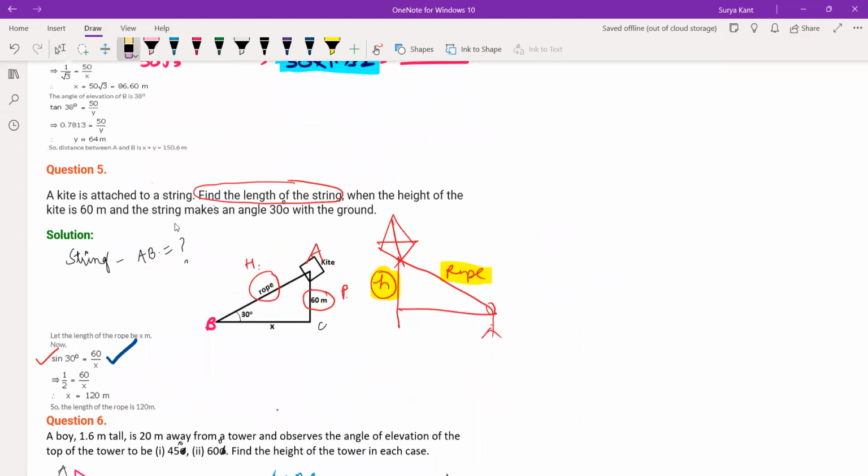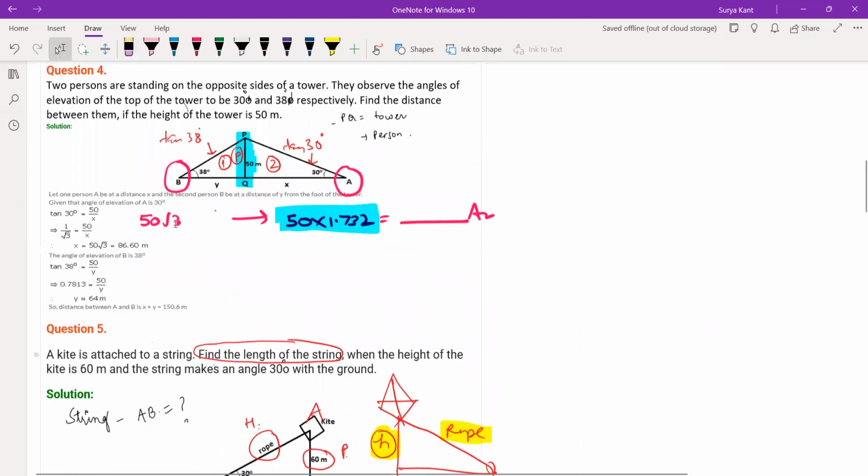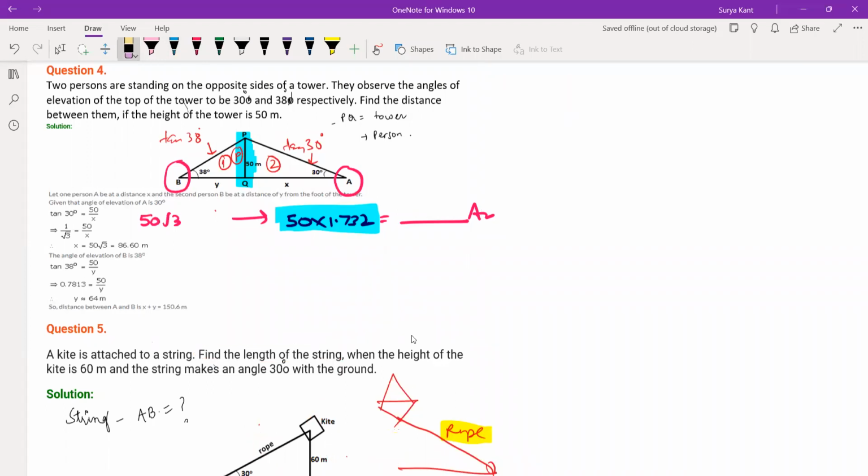Okay, next question is question number fifth, all of you. A kite is attached to a string. Find the length of the string over here. So this is 30 degrees and 60 meters. What is the length of the string?